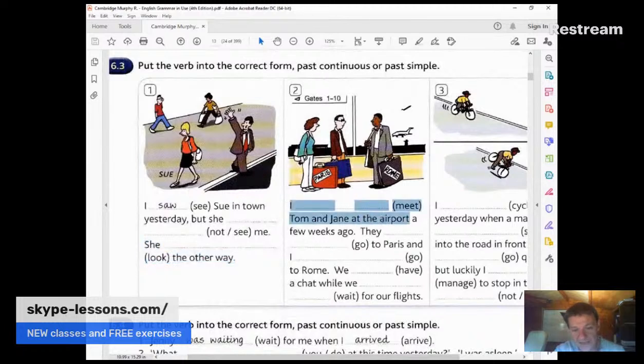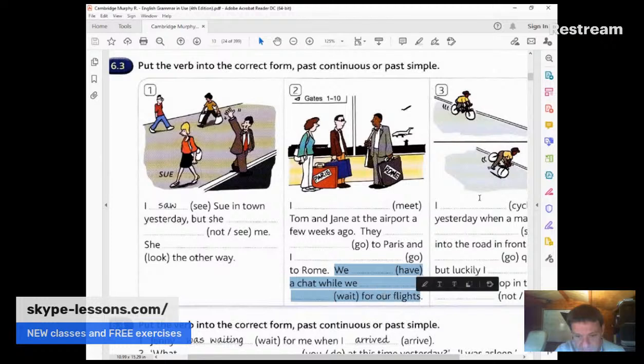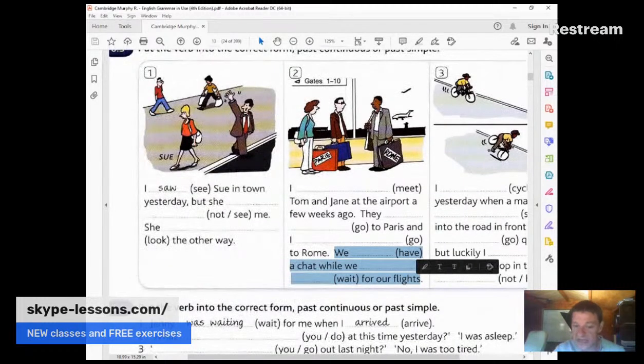Okay, I met Tom and Jane at the airport a few weeks ago. Not I was meeting. I met. It's done. They were going to Paris. When I saw them, they were in the middle of going to Paris and I was in the middle of going to Rome. So I was going to Rome. We had a chat while we were waiting for our flights. And this is the idea that you were in the middle of waiting for your flights when you had a chat.